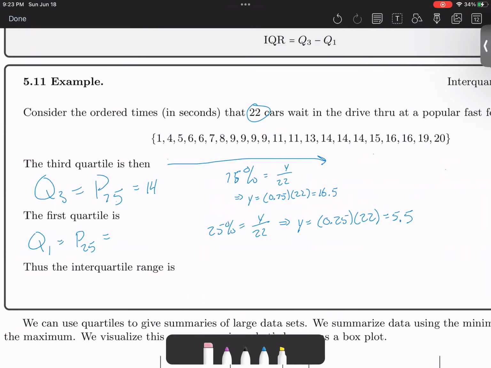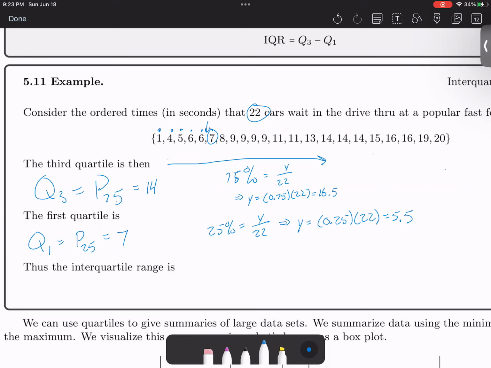So going up to our data, we count 5.5 values. 1, 2, 3, 4, 5. 0.5 is right there in the middle. We grab 7. So 25% of people waited less than 7 seconds.